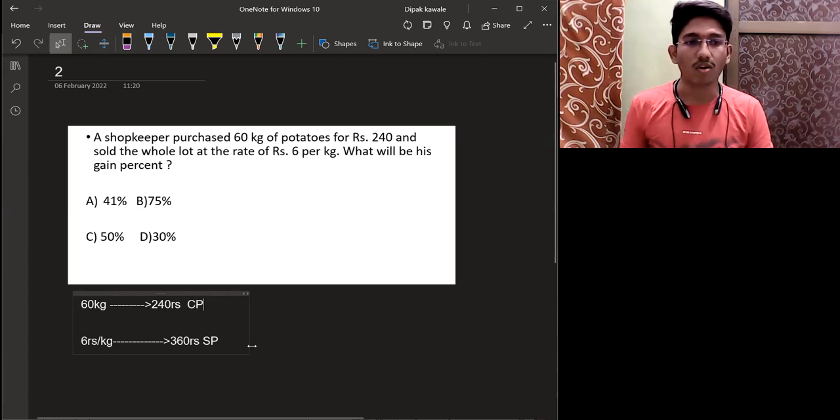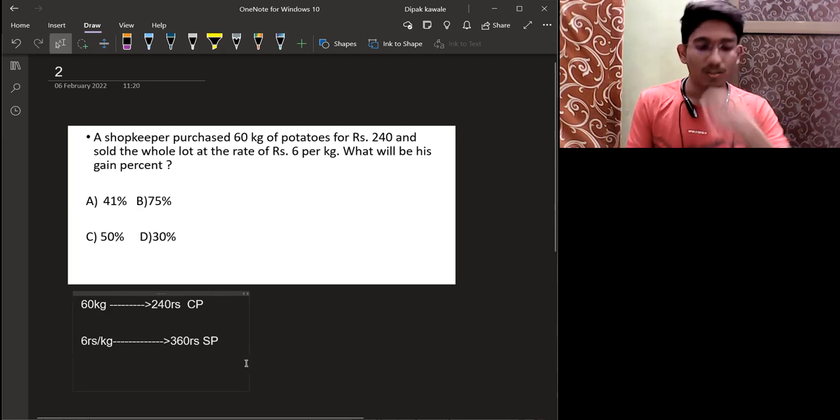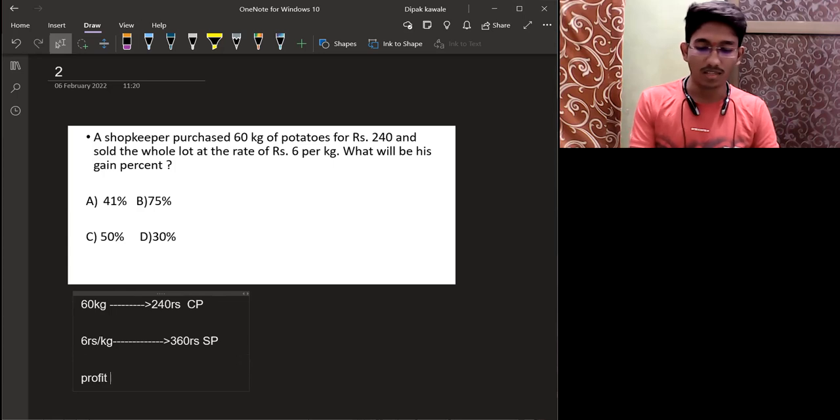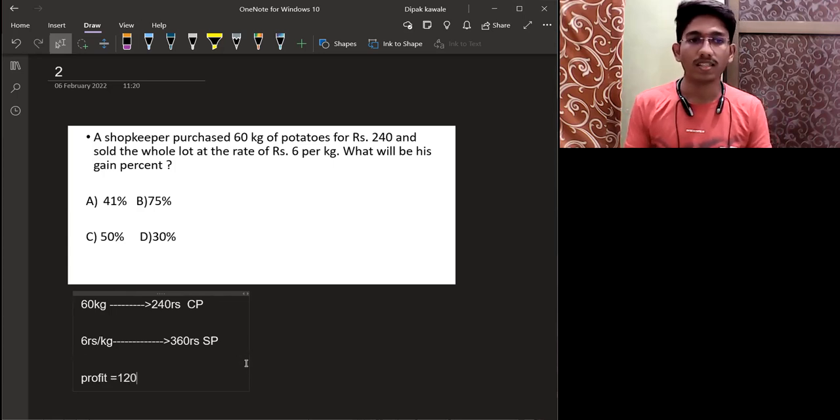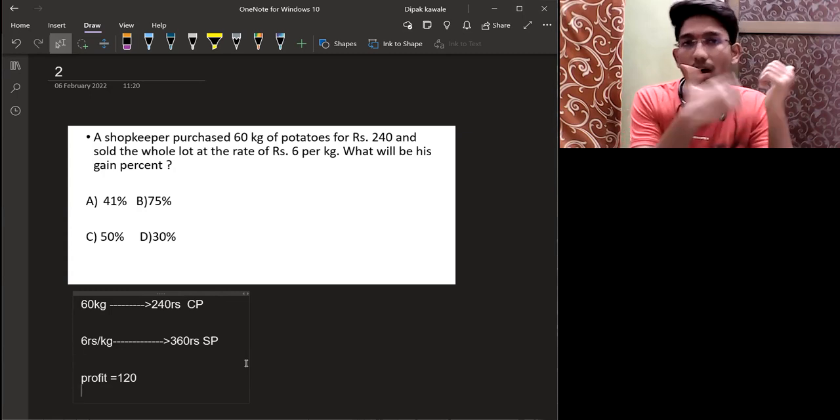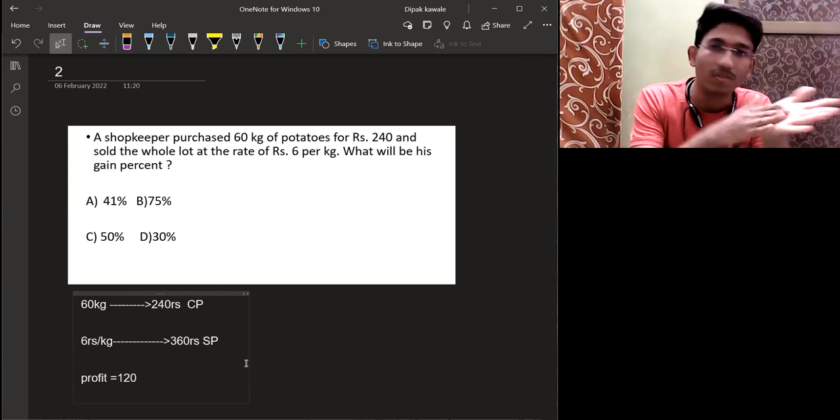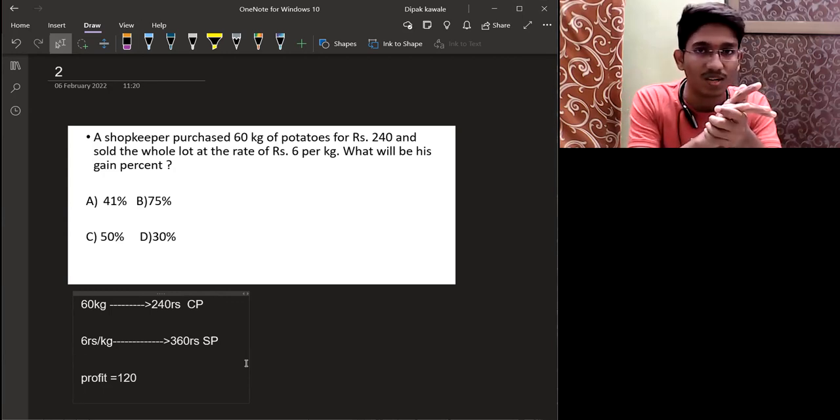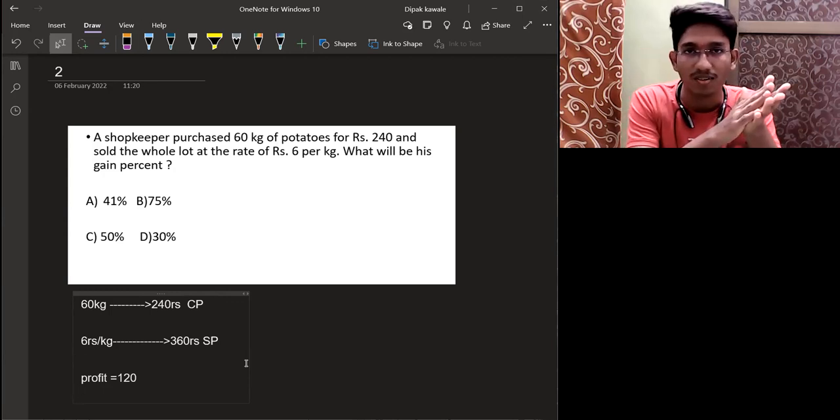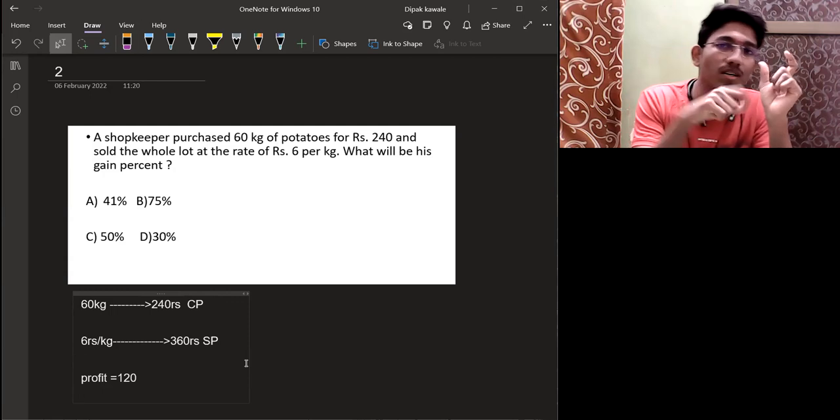If I want to find the profit, profit is nothing but selling price minus cost price. What is my profit? Profit is 360 minus 240, which is 120. Easy. If I want to find profit percent, that means how much increase I have got in percentage, I have to compare it with my cost price, the price at which I have bought, which was 240. That means how much is this 120 for 240?